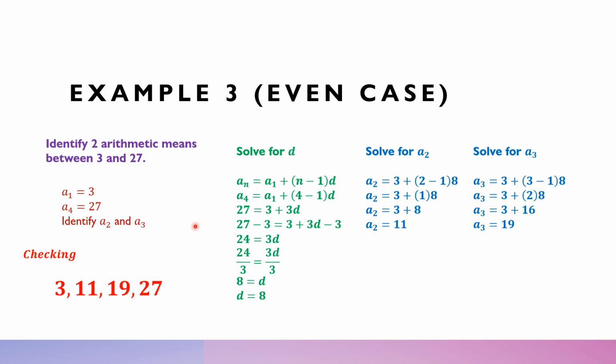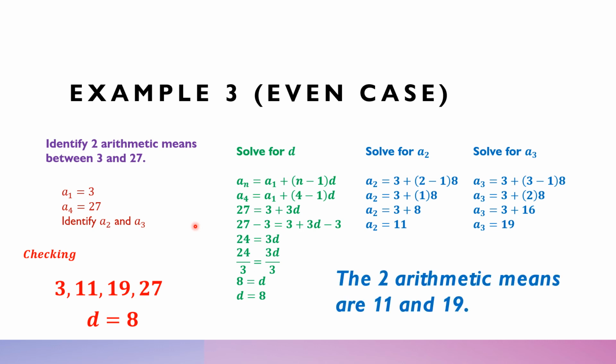Let's check if that works. 3, 11, 19, and 27 have a common difference of 8. If that agrees, we could say that the two arithmetic means between 3 and 27 are 11 and 19.